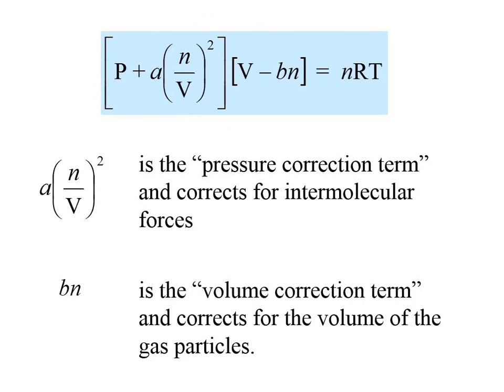So the bn corrects for volume. Again, if our goal is to basically go back to our normal volume, then we want that to go to 0. And how are you going to get that to go to 0? Make n, the number of moles, relatively small. Makes sense.